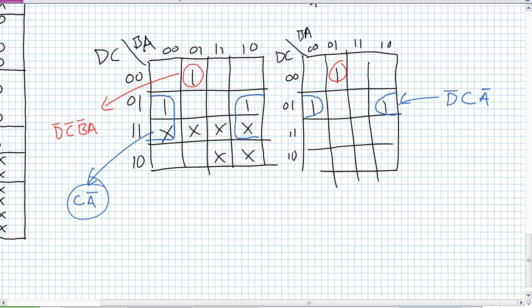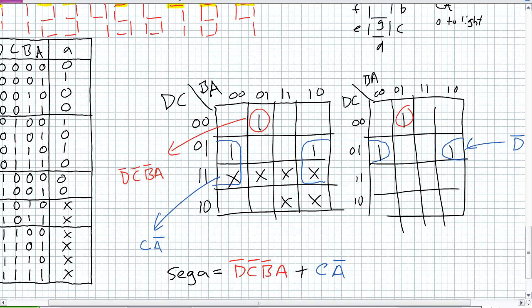It's got C and not A. Look at this guy's product term: not D and C and not A. I'm adding an unnecessary term there because I'm using those don't cares to help me, and I'm not using them if it doesn't. Okay, so my total SOP expression, segment A, is equal to not D and not C and not B and A, or C and not A. Okay, and I'm using those don't cares to help me.